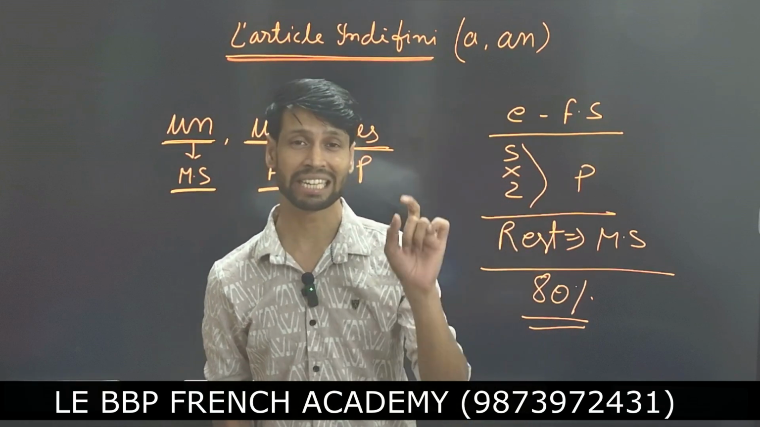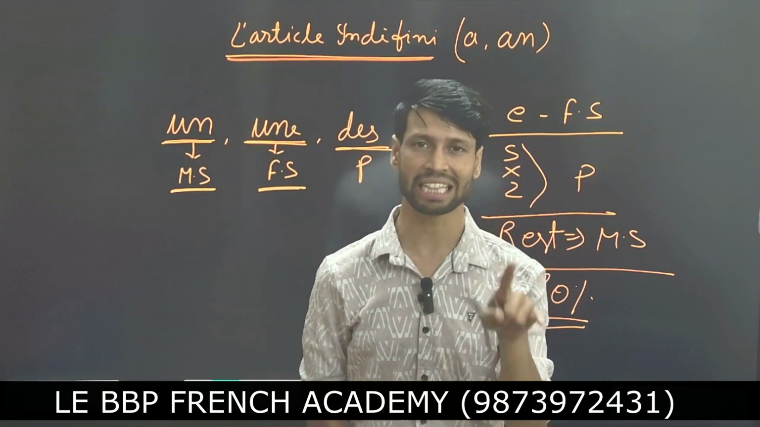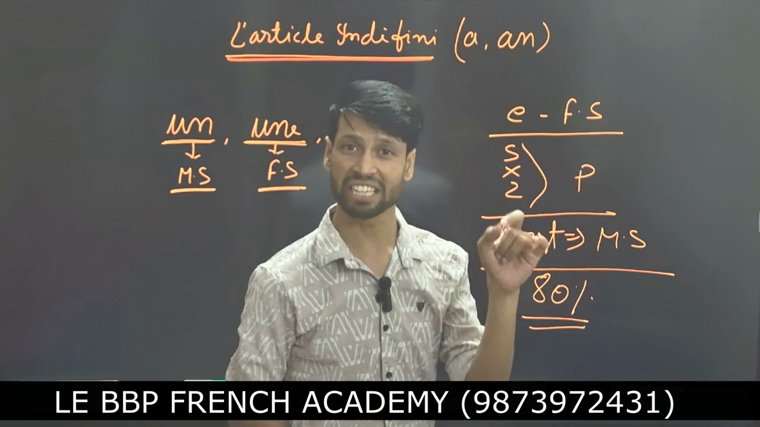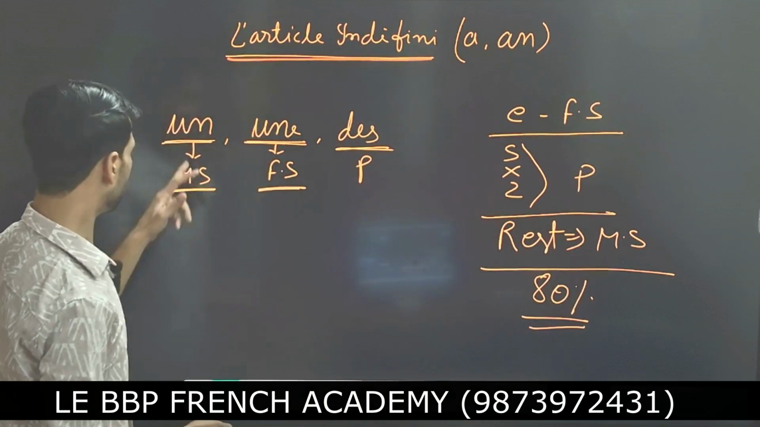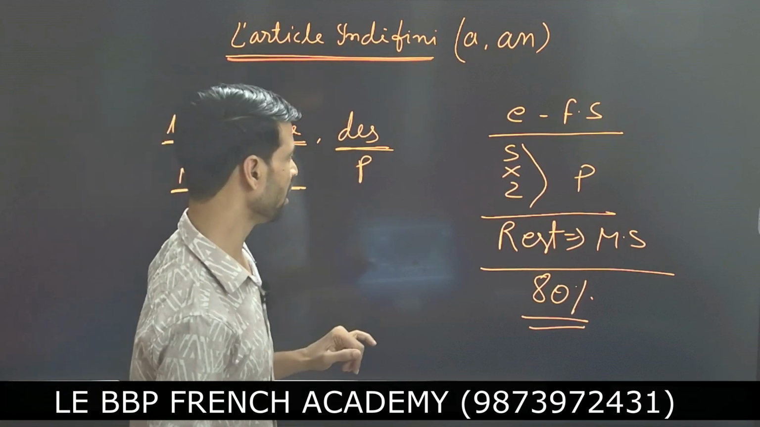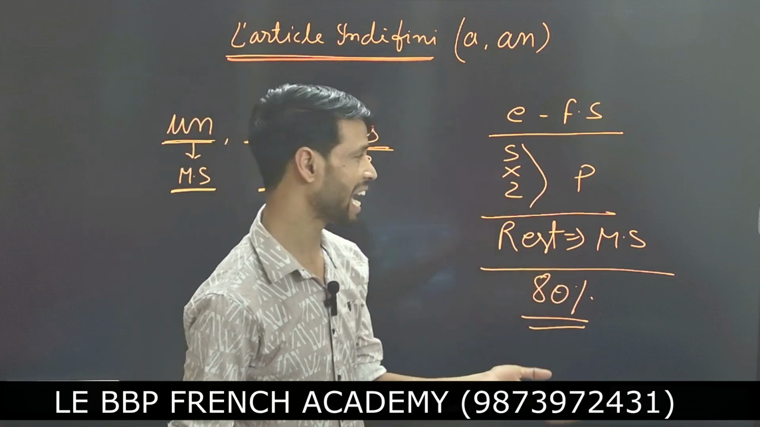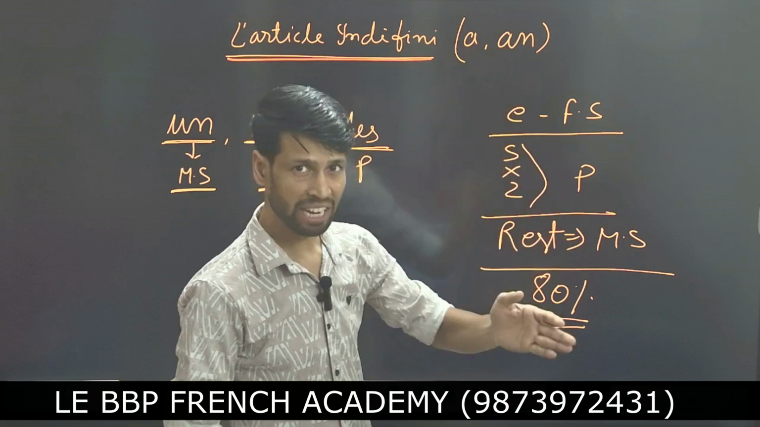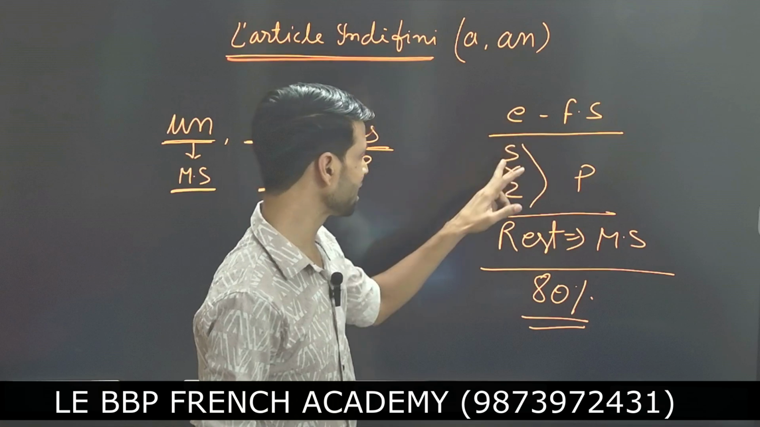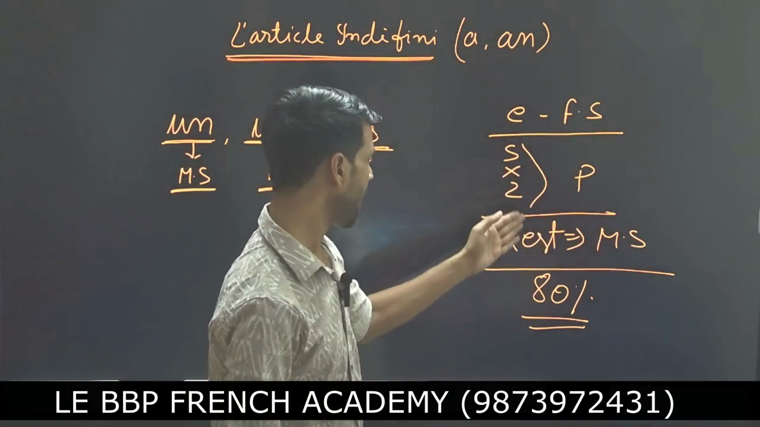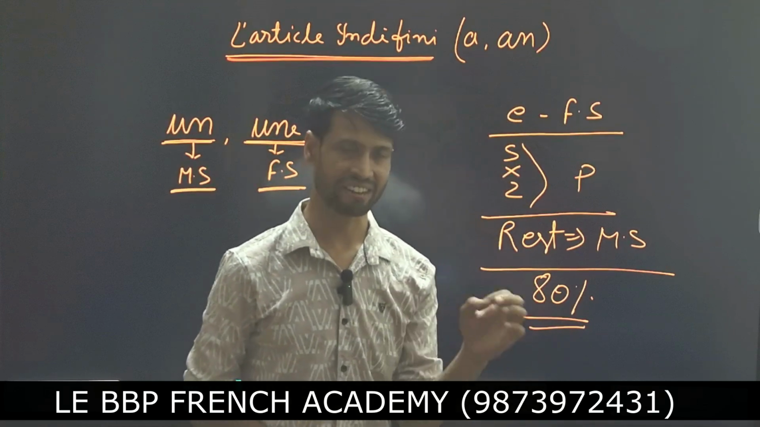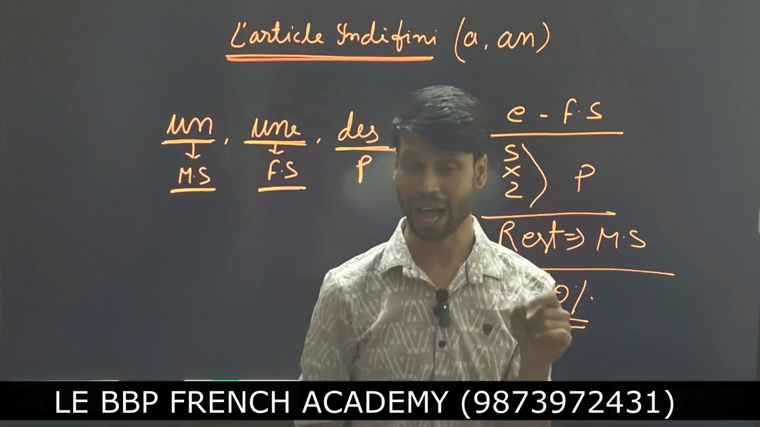What is l'article indéfini? Basically l'article indéfini in English is a or an. How can we use it? Un is used for masculine singular, une for feminine singular, and des for plural. And how could I recognize that? It's very easy. If an object ends with e, it means feminine singular; ending with s, x, z, it means plural; and the rest are masculine singular. Okay, only for 80%, and the rest are exceptions.